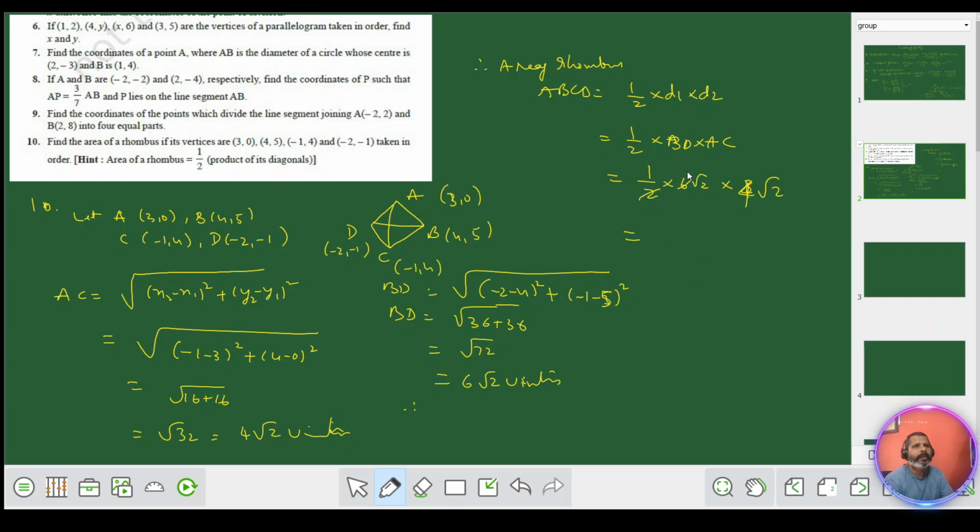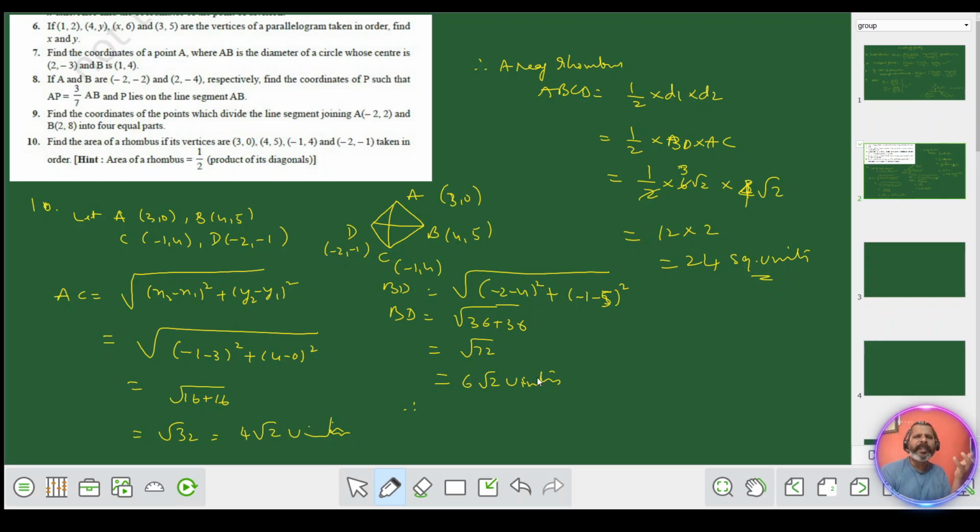So 2 1s are 2, 2 3s are 6. Okay. 3 4s are how much? 12. Root 2 into root 2 becomes 2 only. Root 2 whole square, square and root cancel. Okay. Then it will become 2 only. 2 3s are 6. So 3 4s are 12 into 2, 24. There are no units here. Just write square units. Okay.